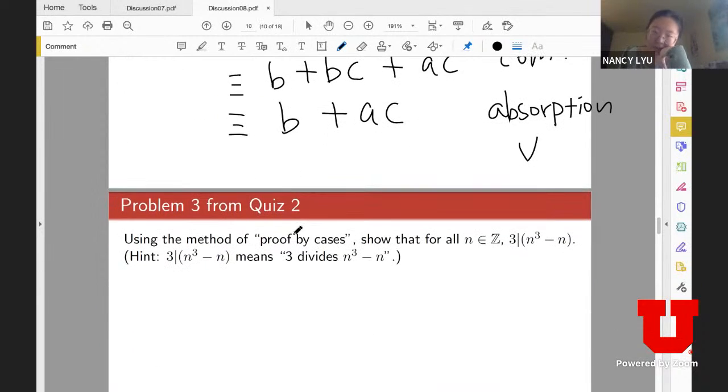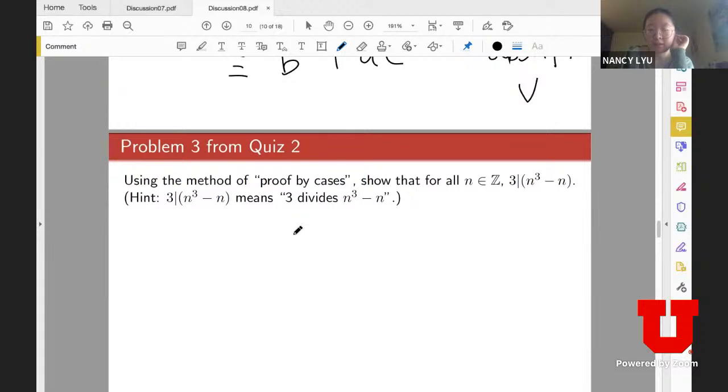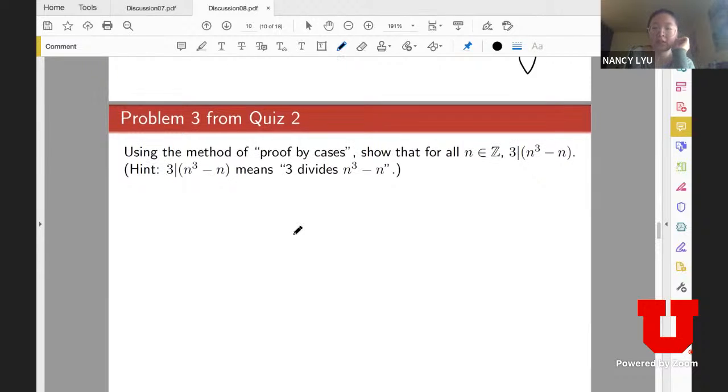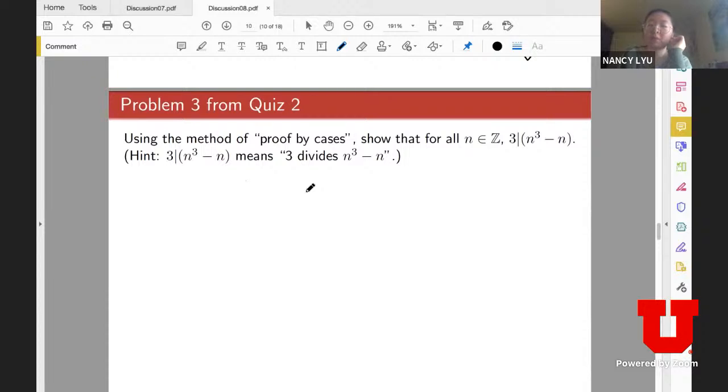All right, so next are the questions from quiz 2. We'll go over 3 questions from quiz 2 together, probably the most challenging ones. So this one is problem 3 on quiz 2. Looking at the statistics, about 40% of you got it completely correct, and 40% got less than half points, because this question is worth 20 points.